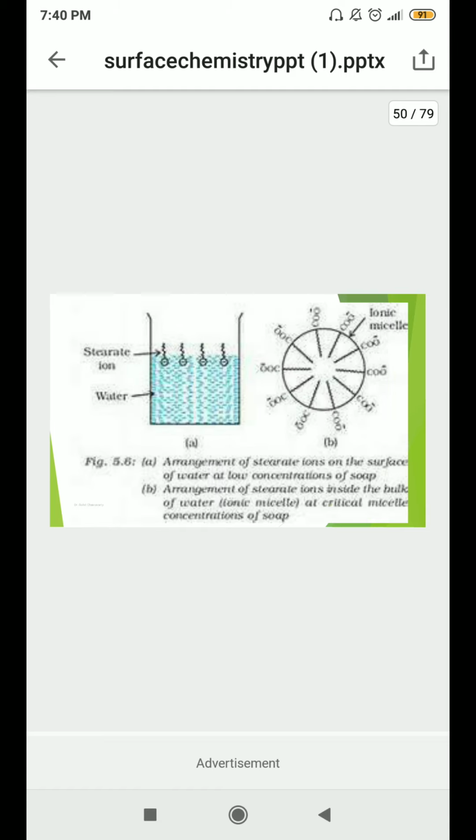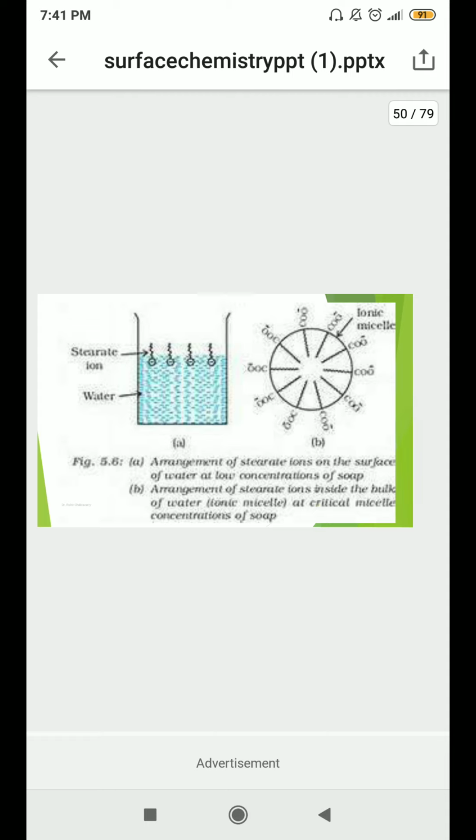Here you can see the stearate ion at the top and the water molecule, and this is the ionic micelle with the COO⁻ part. So this shows the arrangement of stearate ions on the surface of the water at low concentration of soap, and the arrangement of stearate ions inside the bulk of water at the critical micelle concentration of a soap. As I told you in my previous videos also, in surface chemistry there are not major concepts which I can explain in a better way. So surface chemistry is all about your learning. It's a theory subject where you have to learn a lot to complete this chapter.